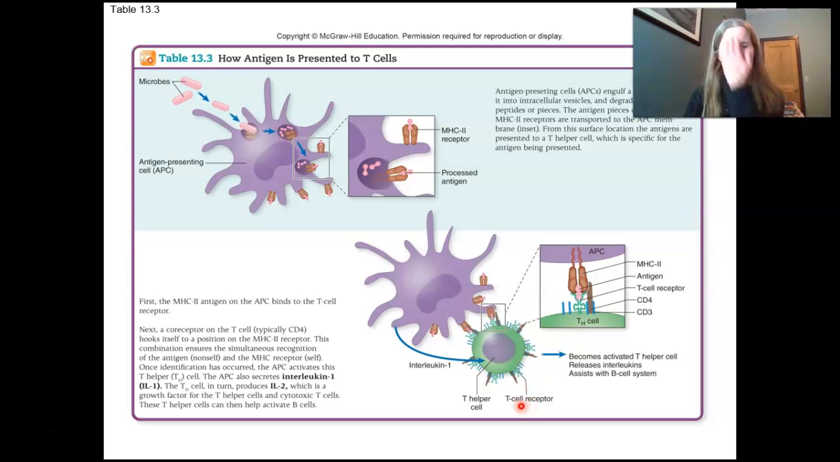So one of the big things that helper T cells are going to do is that it becomes activated. It's going to release different chemicals. The one they're pointing out here is called interleukin, and this is going to be a growth factor. So this is going to tell helper T cells and cytotoxic T cells to be activated, and they're also going to activate B cells as well. Okay, so that is antigen presentation to a helper T cell.